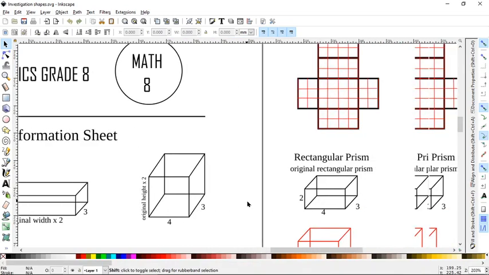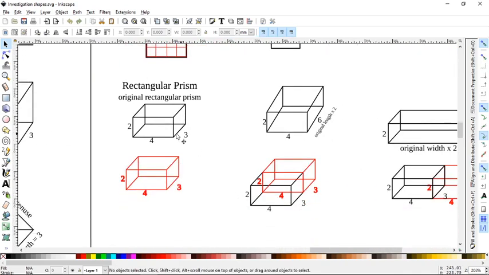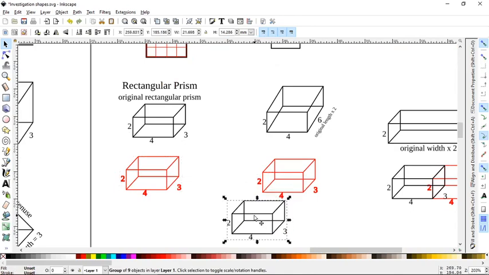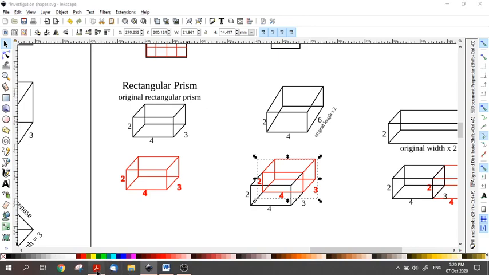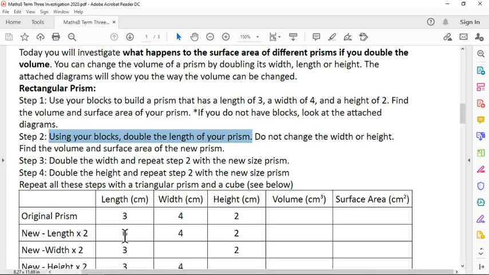Look over here. Here's my original prism. Can you see my original prism? And I made a copy of it like this. So then I put my original prism and I snapped it onto the new copy, the red one. And that's what your picture's made from. 2 is the same height, 4 is the same width, but I made it twice as long. And the original one was 3, so now it is 6.